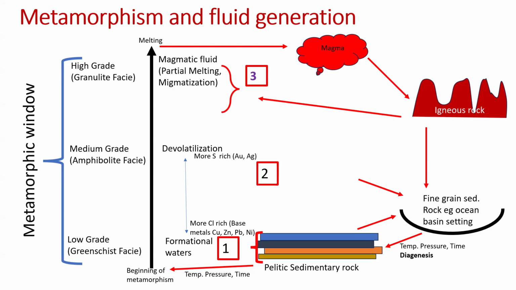So if we have an ocean basin setting, okay, the sediments that are collected are usually fine-grained. And this type of sediments are called pelitic sediments. Pelitic sedimentary rock is formed from pelitic sediments. Maybe, for example, now we can say, okay.